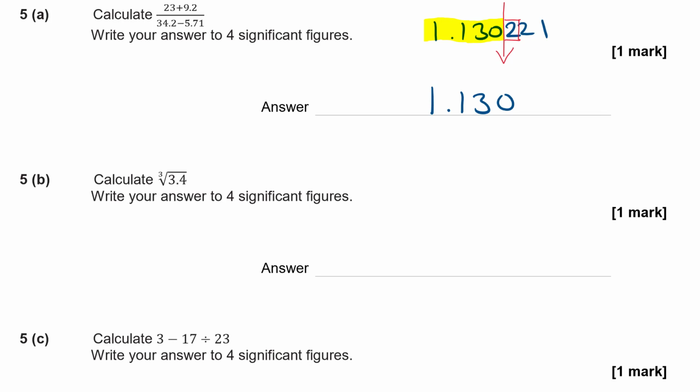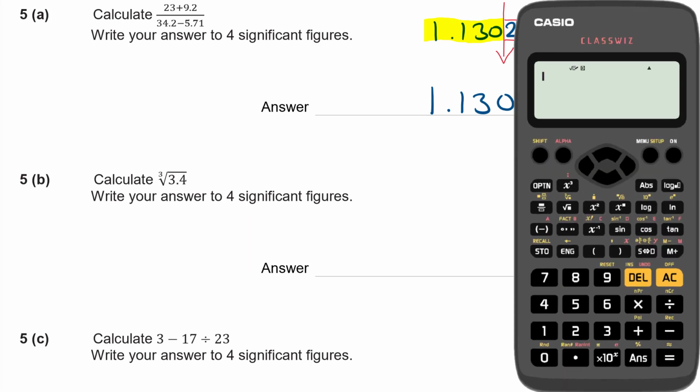Okay, 5b, calculate the root of 3.4. It's the cube root, sorry. And write your answer to 4 significant figures. So tapping that into the calculator, I've actually got a button for cube root. I have to press shift to access it, and then it's above the root button. So the cube root of 3.4, that comes out to be 1.5036945696. Okay, I'm just going to write down all the digits first.